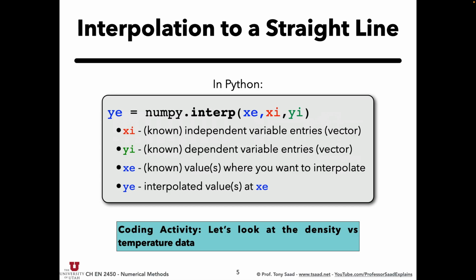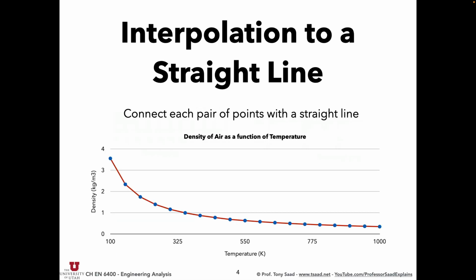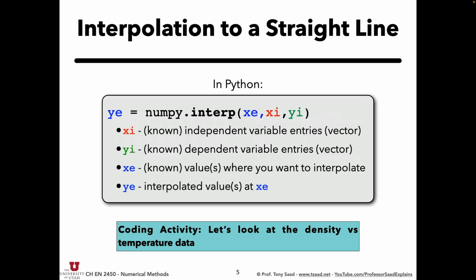xe is where you want to interpolate the data to. Let's say I only have data that's given at these blue points. So my xi's are going to be like 100, 150, 200, etc. What if I want to interpolate here at this point at 125.3? That would be your xe, over here. ye is the value that is returned, the interpolated value at xe.